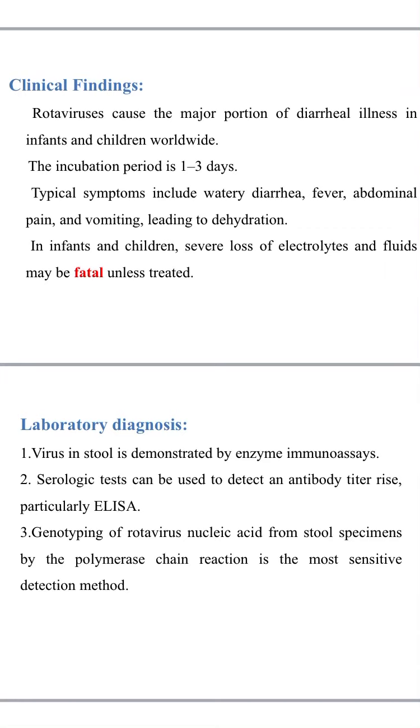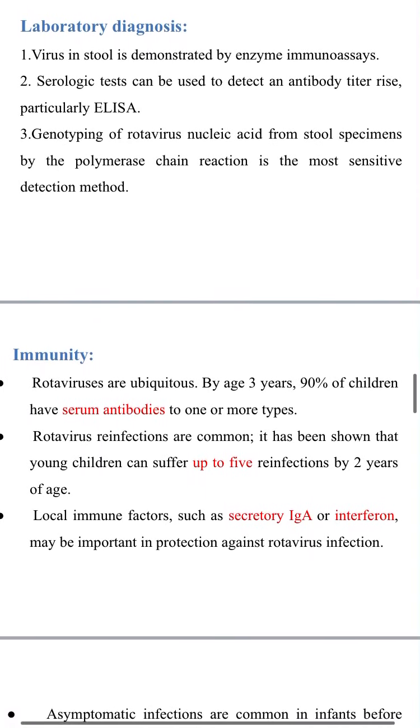Now we will talk about laboratory diagnosis of rotavirus. This virus can be demonstrated in the stool by enzyme immunoassay. Serological tests can be used to detect the rise in antibody titer, especially by ELISA. Genotyping of rotavirus nucleic acid from stool specimens by the polymerase chain reaction is the most sensitive detection method, or the gold standard for detection of this virus.